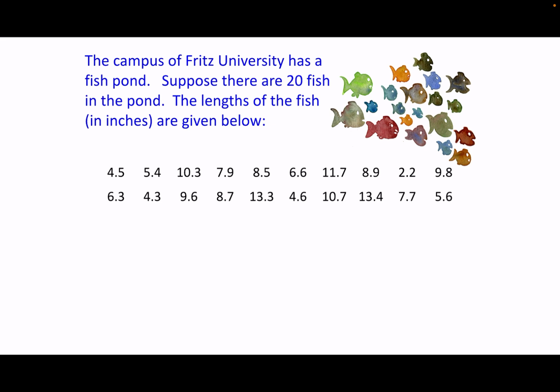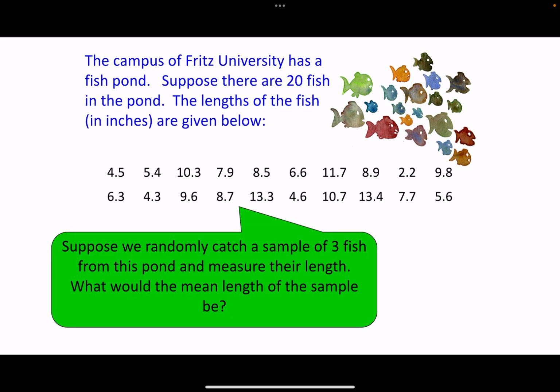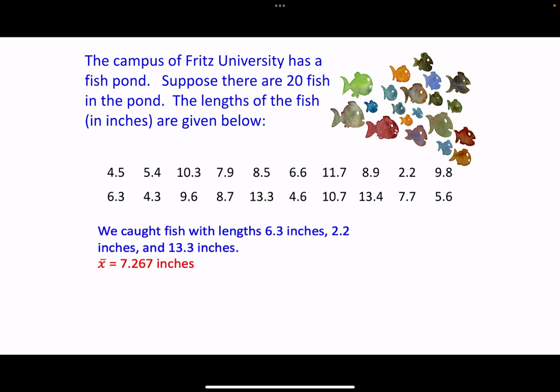So we're going to start with a campus at Fritz University has a fish pond. Suppose there are 20 fish in the pond and the lengths of the fish are given below. Supposedly we catch a sample of 3 fish from the pond and measure their length. What would the mean length of the sample be? On your worksheet, they tell you they pick a 6.3, a 2.2, and a 13.3. So take a moment, push pause, and get this average. Okay, so the average works out to be 7.267 inches.